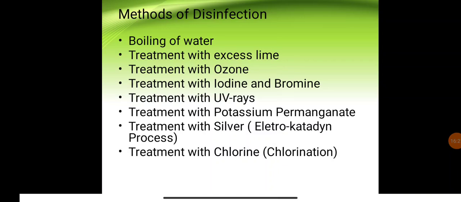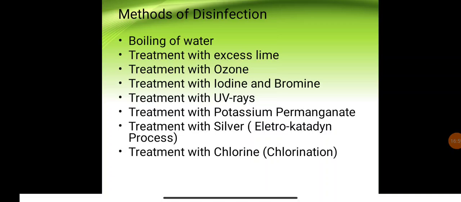So it is introduced into the water by passing it through a tube containing solid silver electrodes, which are connected to a DC supply of about 1.5 volts. The recommended silver dose may vary between 0.05 to 0.1 mg per liter with a contact period between 15 minutes to 3 hours. Within 3 hours, we can disinfect the water by using the silver.